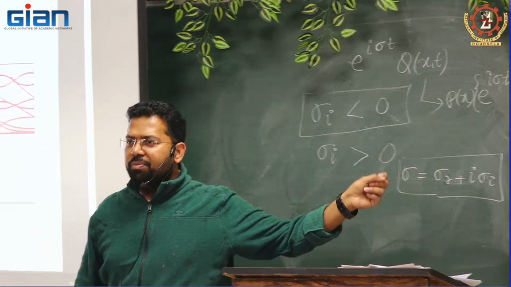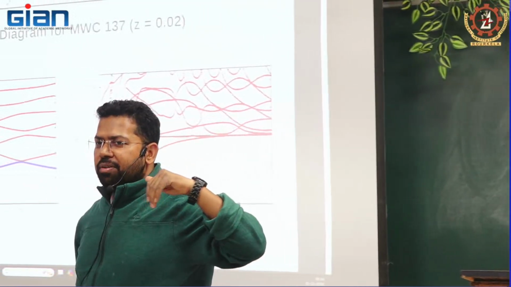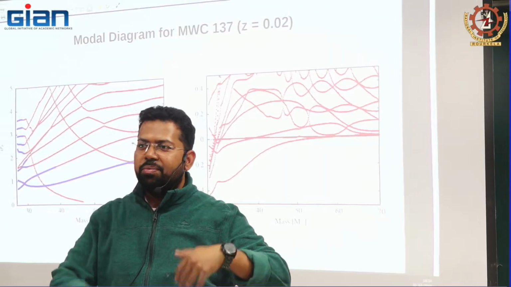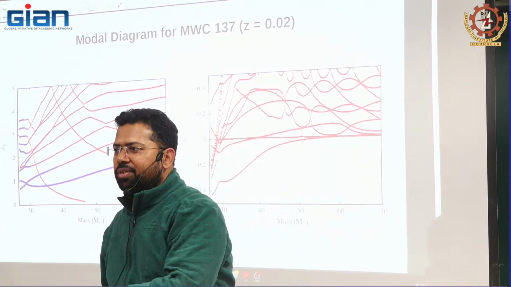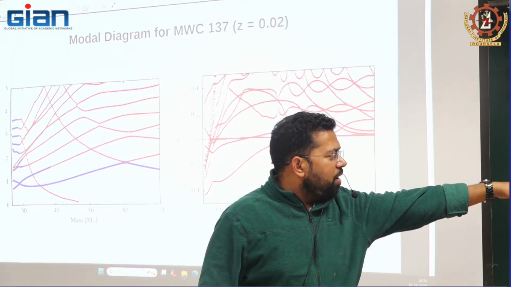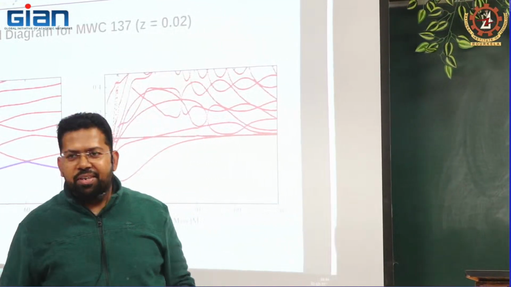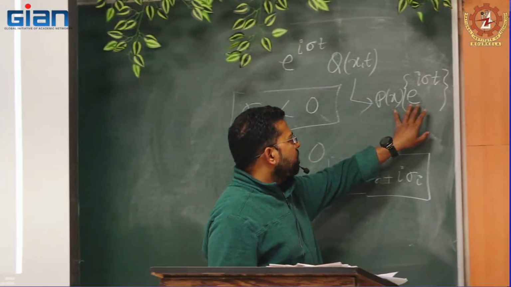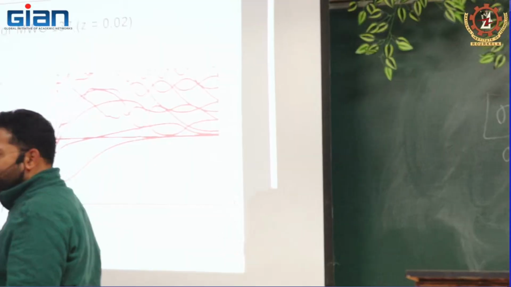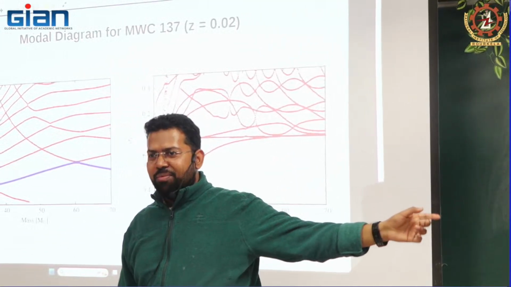In one case, the solution will favor an exponentially growing situation, and in the other case it will be the opposite, an exponentially decaying situation. You can just test it by putting sigma I negative or positive, depending upon how you have taken the time dependence. I strongly suggest all of you do it by yourself.